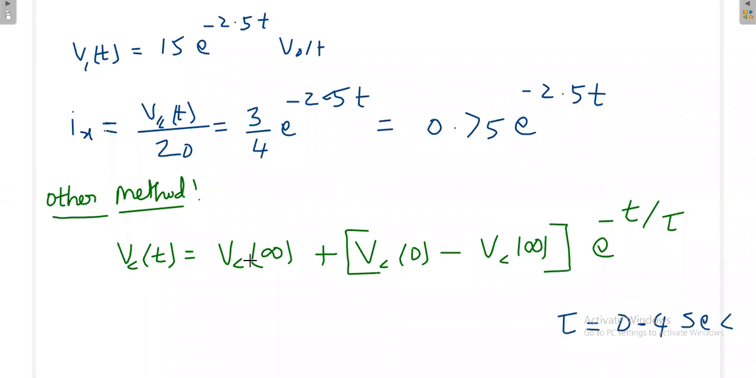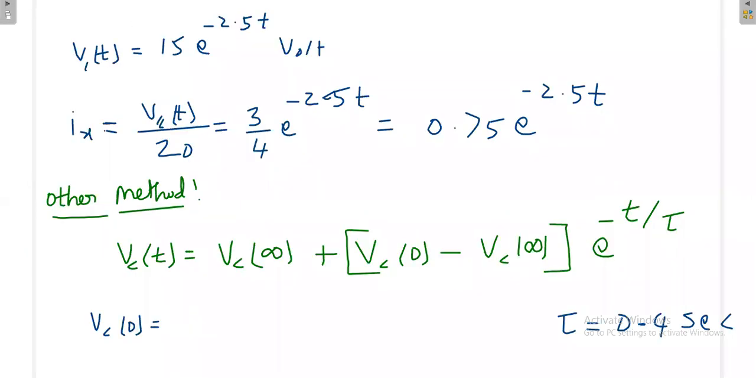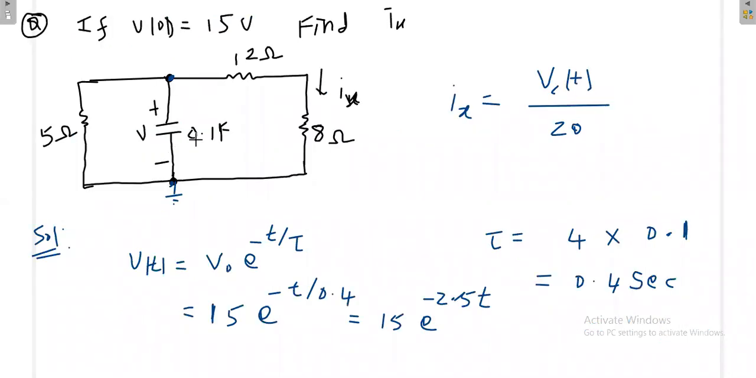Now, what is Vc infinite? What is Vc 0? Once you know these, you can directly substitute. Vc 0 is the initial value across the capacitor. Sometimes the initial value may be 0, but here they have given the initial value, which is 15 volt. But in this case, what is the final value in this circuit? It is a source free circuit. Then what would be the final voltage across the capacitor? Is it greater than 15, less than 15, or 0?